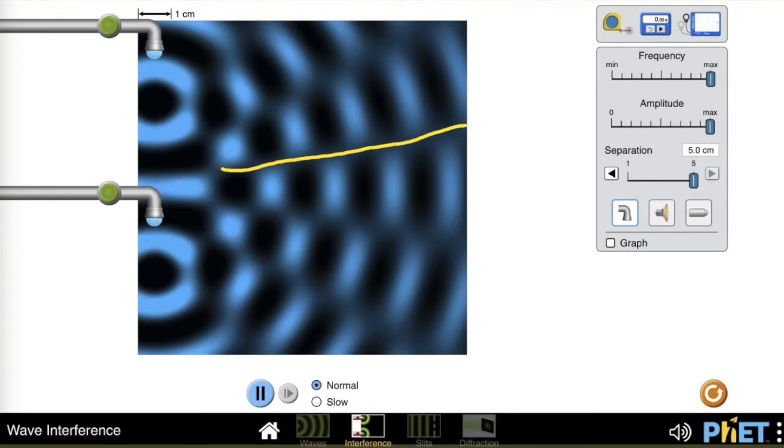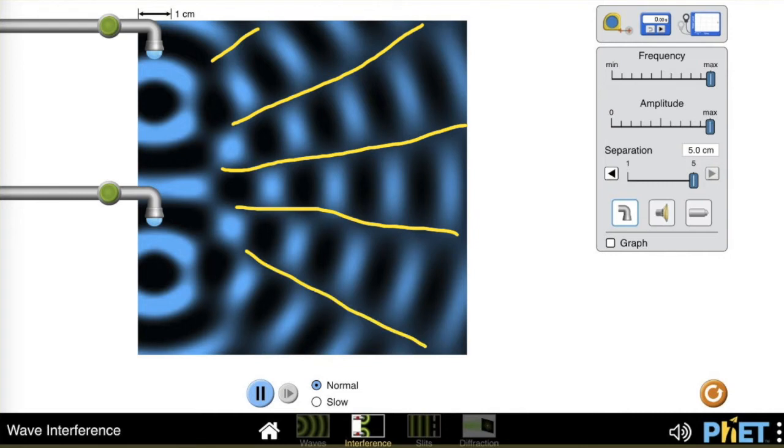See those blurry lines? Here's another one right here, right? Okay, and there's another one starting back in there, and there's one in there, and there's one there. There's one there, and there's one right there. Those are blurry lines. Those are called nodal lines. Nodal, N-O-D-A-L, nodal lines.